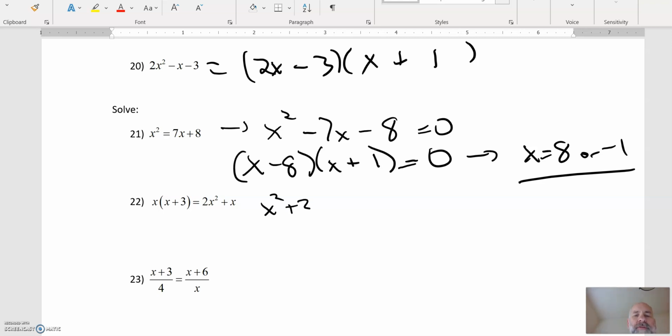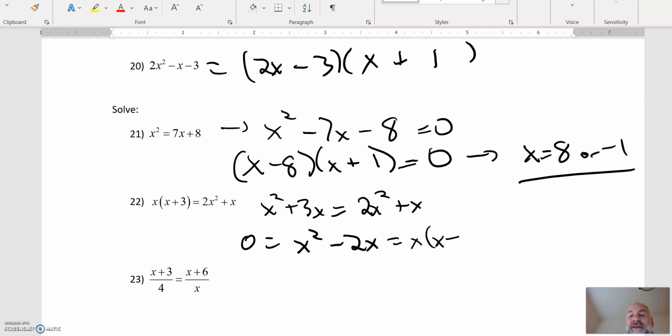x squared plus 3x equals 2x squared plus x. Better get everything to one side. I like the right side because I like my x squareds positive. So 0 equals, I'm subtracting that over, x squared, subtract that over, minus 2x. Some people did the quadratic formula here, but if you can factor this, it's really easy. And then you get x equals 0 or x equals 2.